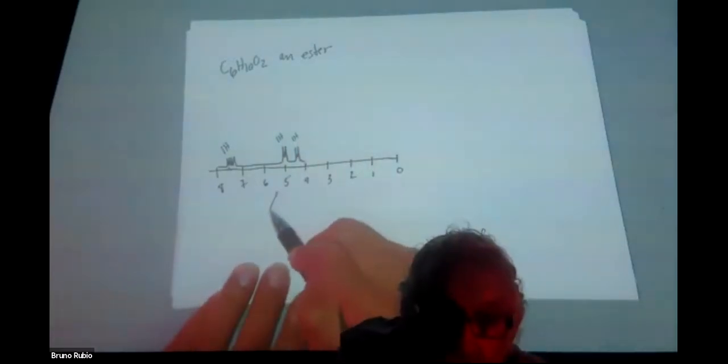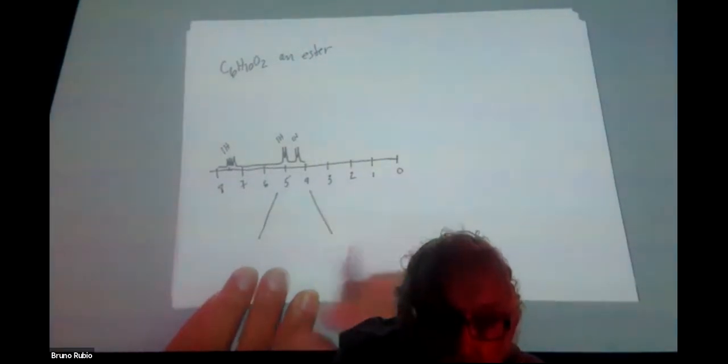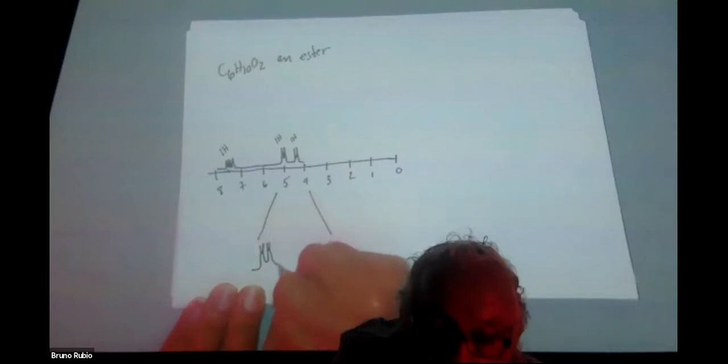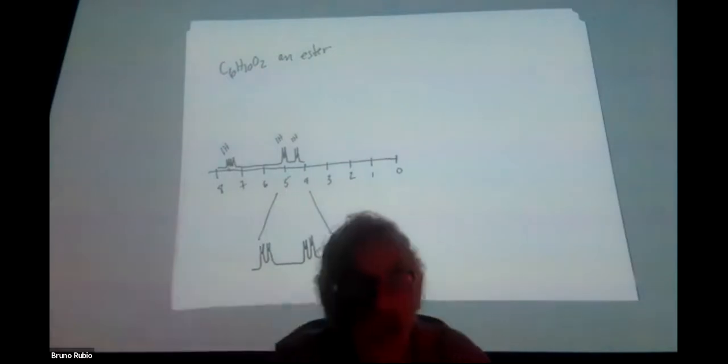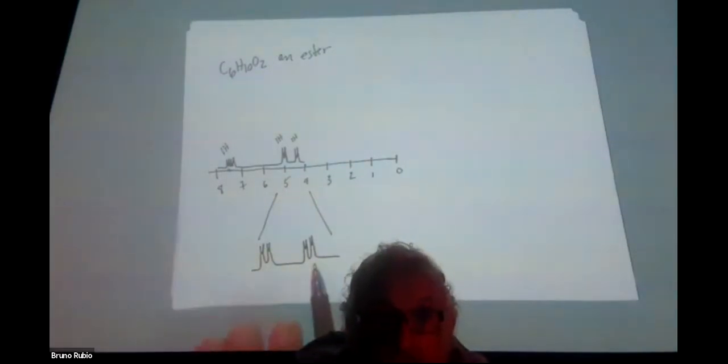But now when I zoom in, what I see is that this guy is actually a doublet of doublets like this. And the upfield guy is also a doublet of doublets, right? But I didn't know that until I zoomed in. Right, so that's a doublet of doublets, and that's a doublet of doublets as well.